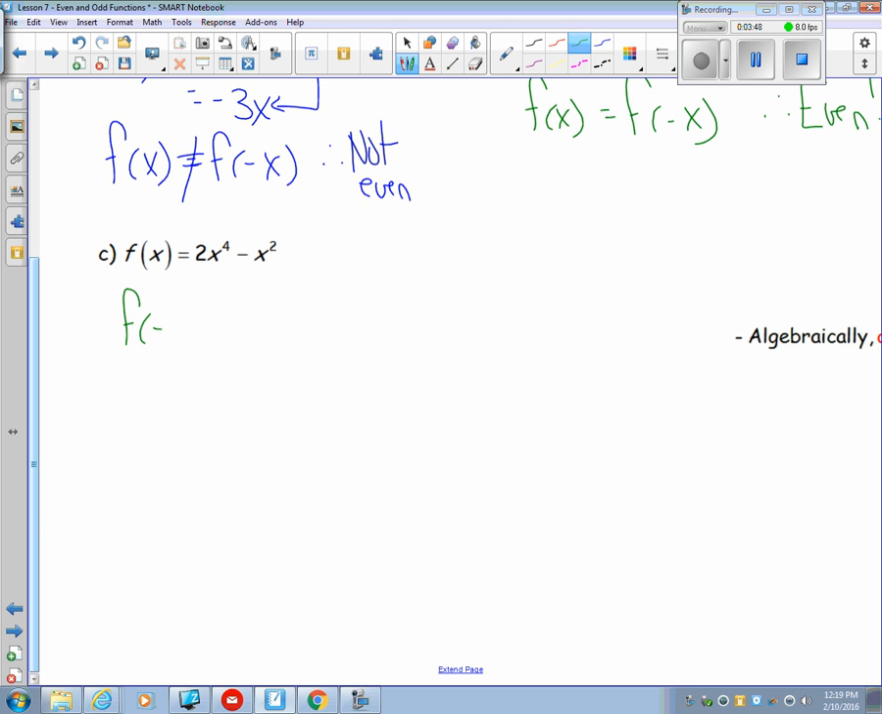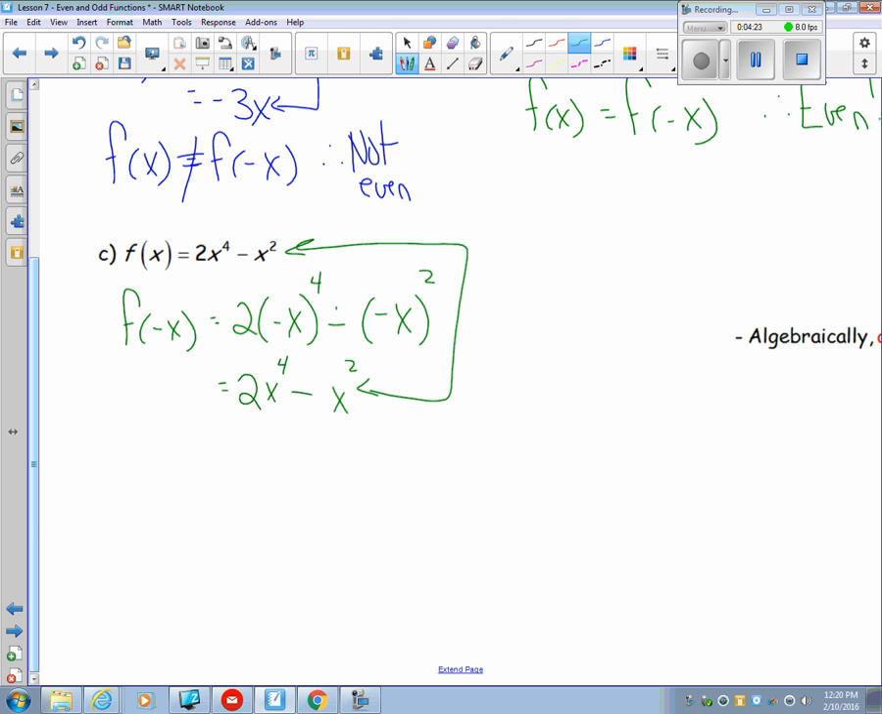Let's see what happens at negative x. Every time I see an x, I'm replacing it with a negative x. Exponents first, BEDMAS, right? Negative x to the power of 4 means negative x times negative x times negative x times negative x. 4 negative x's specifically. 4 negatives makes a positive, so I get x to the 4, minus negative x squared. Negative x times negative x, well, 2 negatives make a positive, so x squared. Let's check it out. Does that equal that? Sure do.